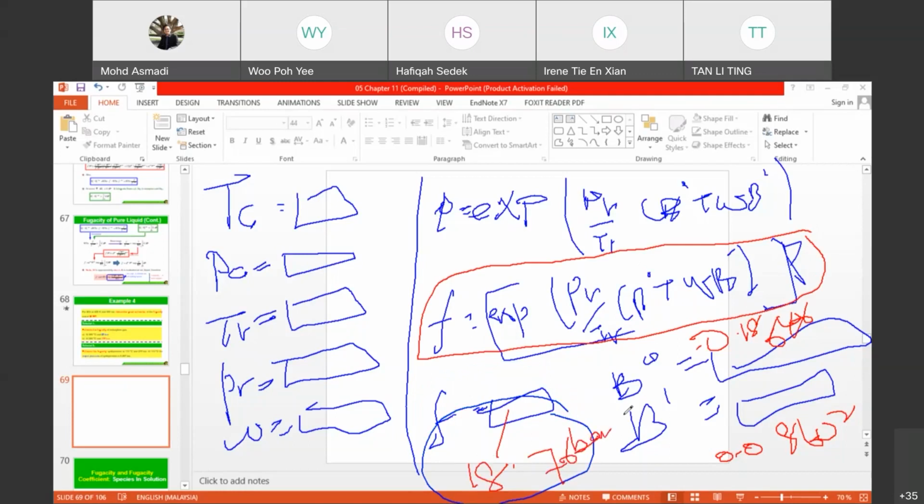Okay. So Tan Li Ting gave the value for phi. So I think it's correct. For me, I just calculate directly to determine fugacity.